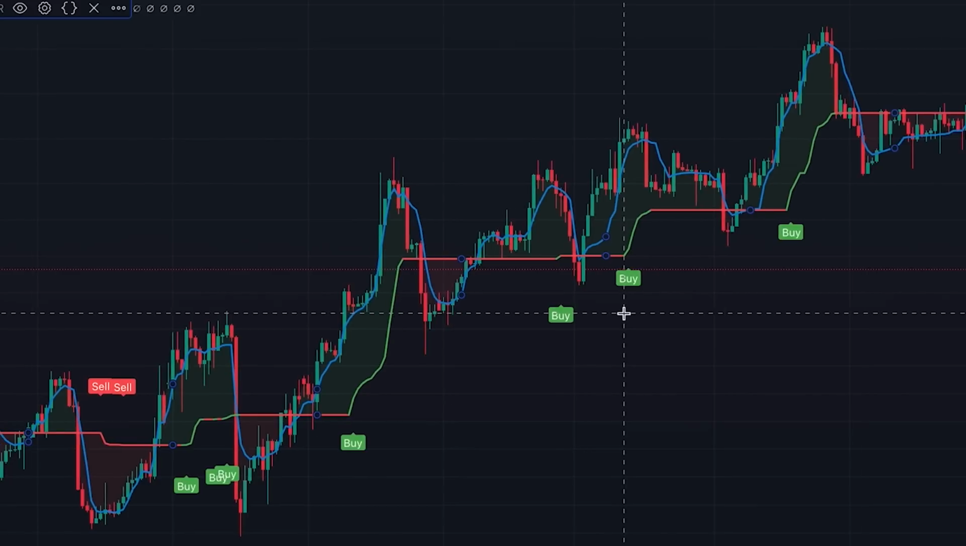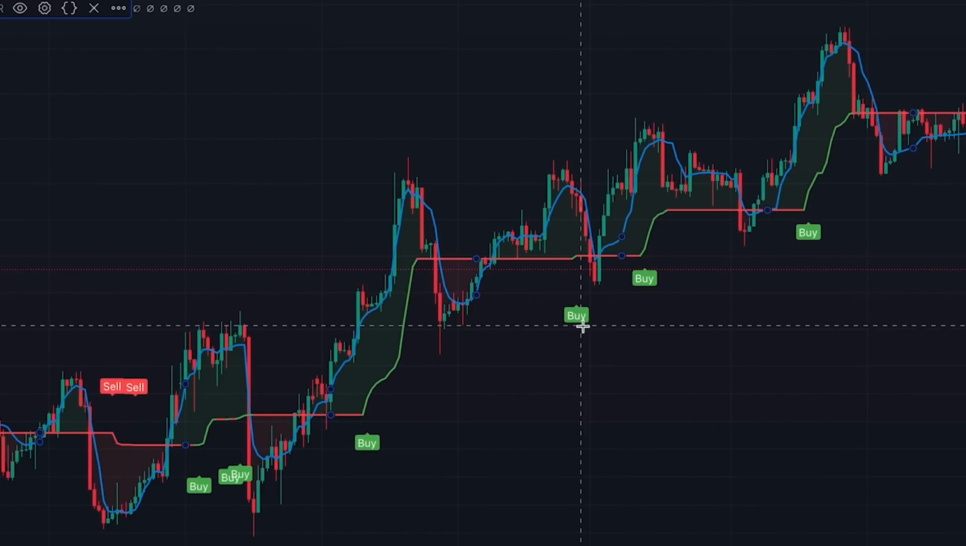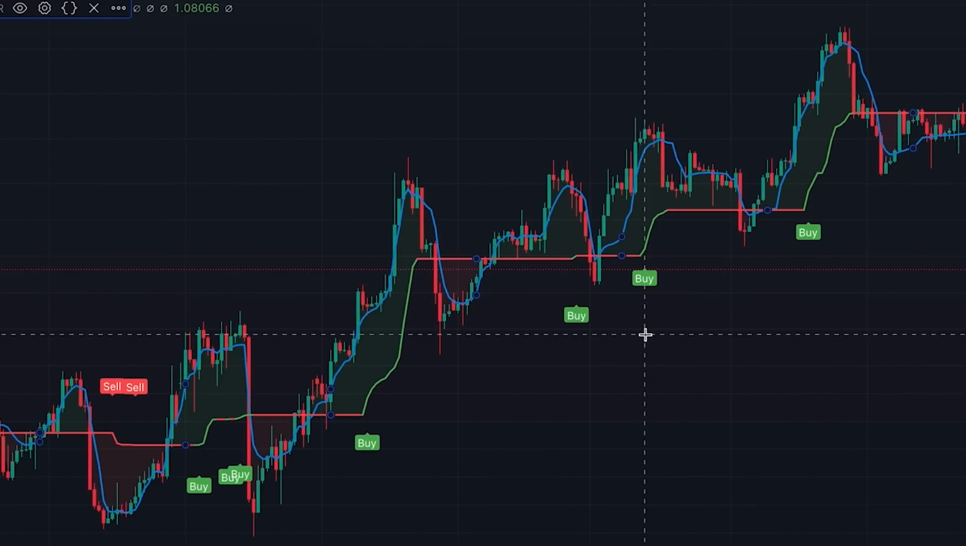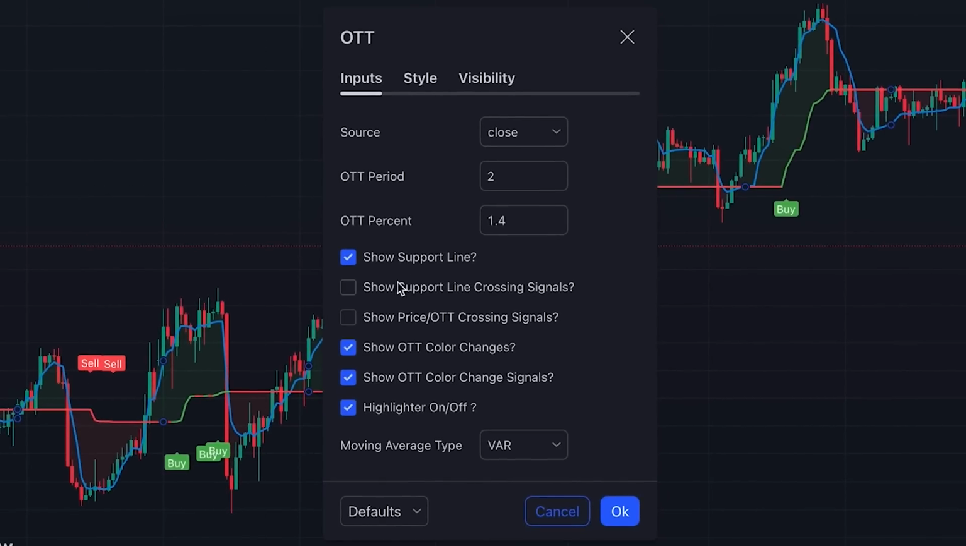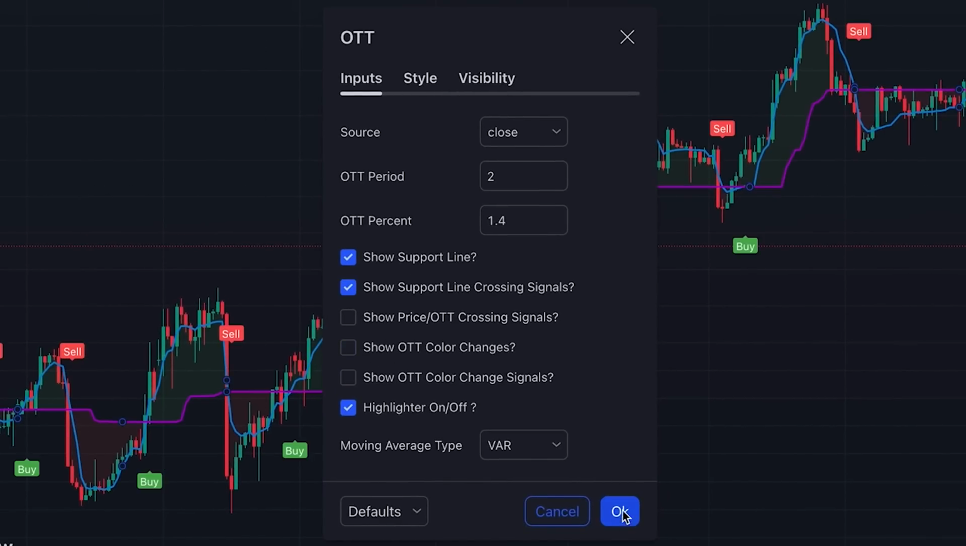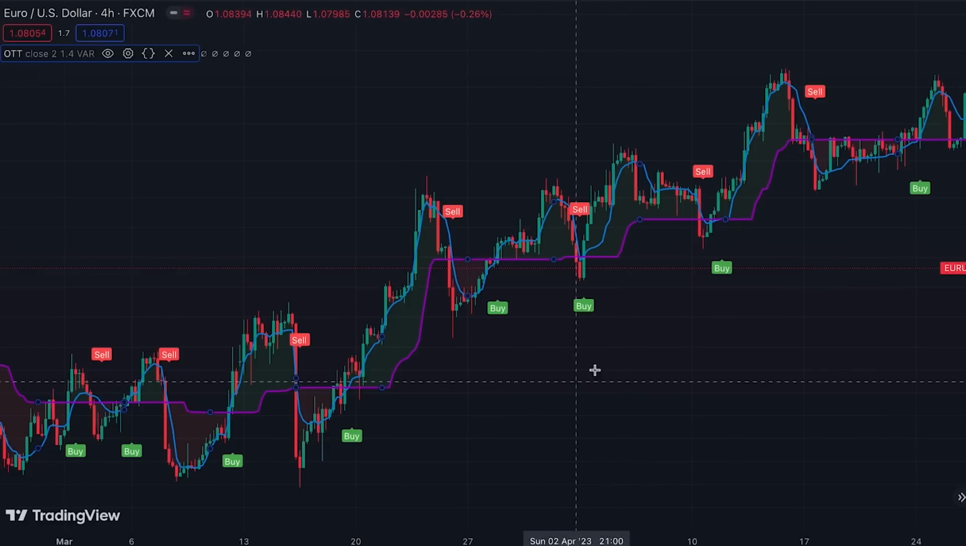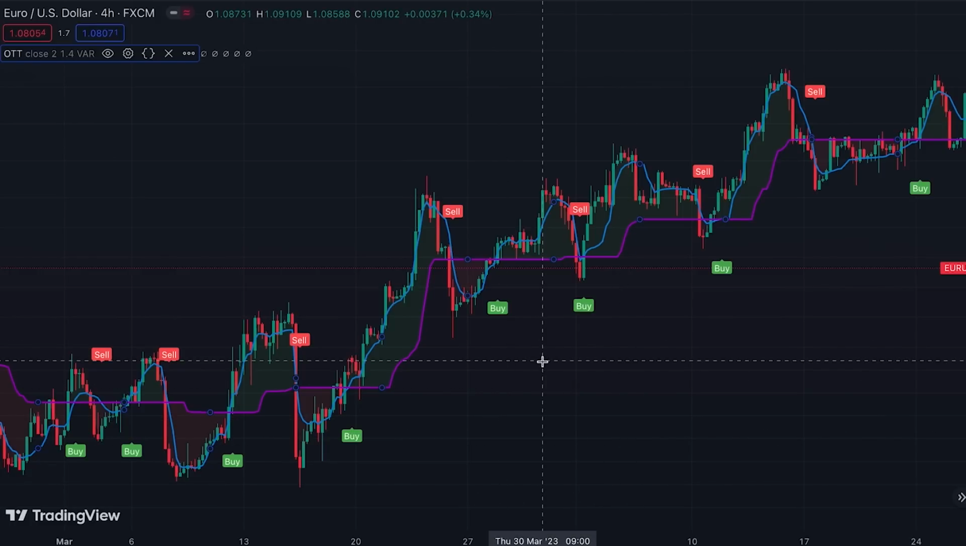If you pay attention, you can see that with these OTT color change signals, we have this problem. Another case here, for example. So we switch to the first type of buy sell signals, which are based on crossover of support line and OTT line. And by having these signals in place, we try to filter the false signals.